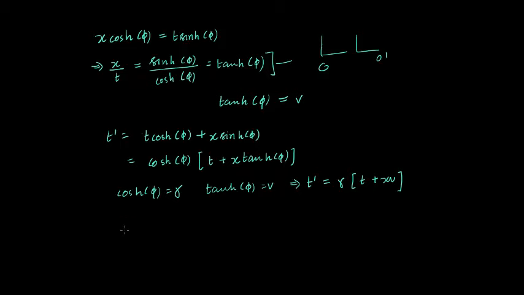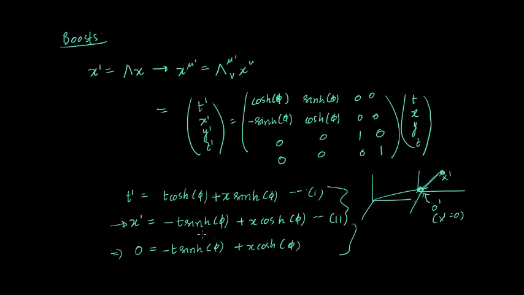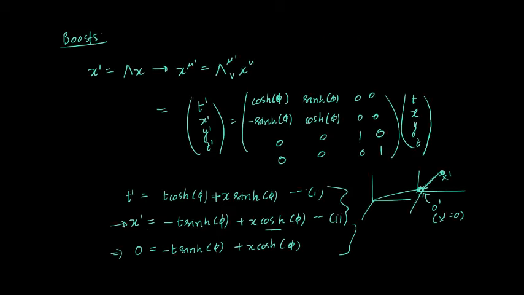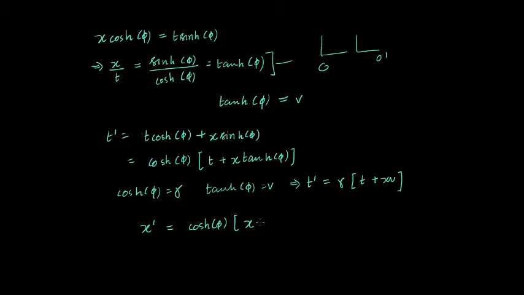And of course x prime, if we pull out cosh outside from here as well, we will see that x prime looks like cosh of phi times x minus t tanh of phi, which is of course v, so that's going to be gamma times x minus vt.